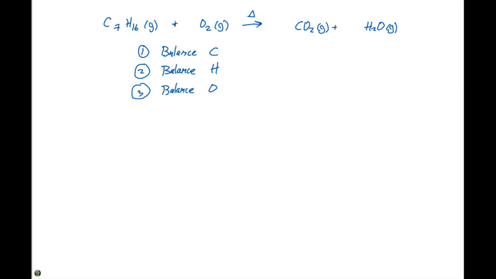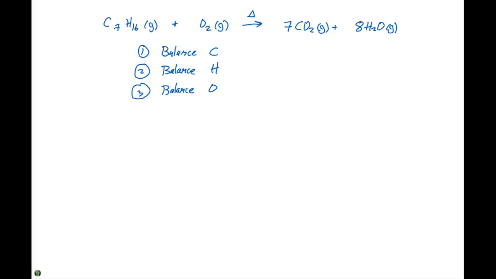This is going to be very, very helpful, and if you follow this order, you're going to make it a lot easier on yourself. So first we have C7H16. There's 7 carbons on the left and there's only 1 on the right. So we need to put a 7 in front of the CO2. Now we have the carbons balanced. Next comes the hydrogens. In terms of the hydrogens, we have 16 hydrogens on the left and only 2 on the right. So we need to put an 8 in front of the water on the right-hand side.